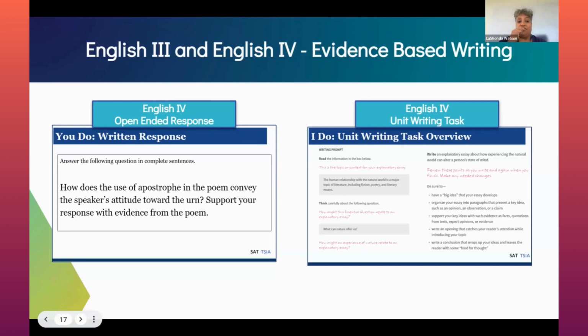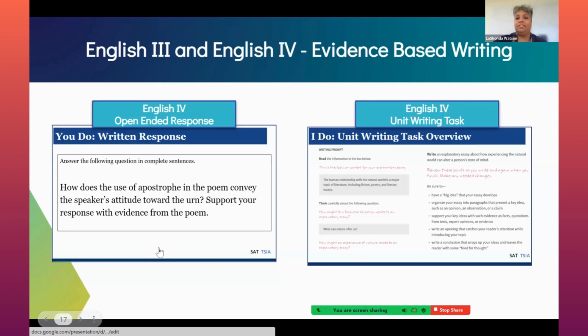And the open-ended response may only be about one particular text that they read for that day. And these are both from English 4. And again, they are linked as well. So if you want to pause the video to click on the link here to see what exactly the students will be doing, please feel free to do so.